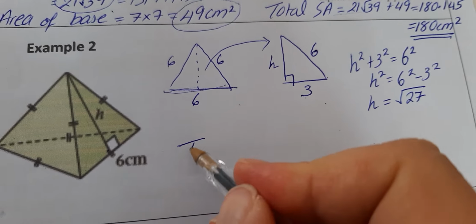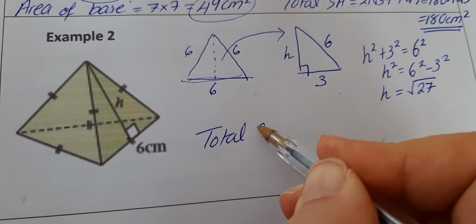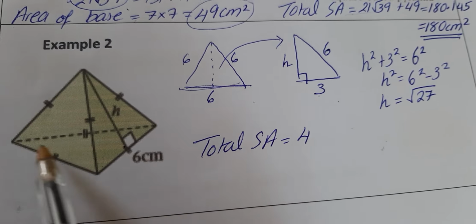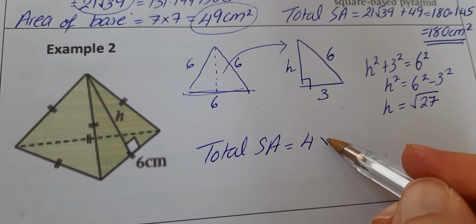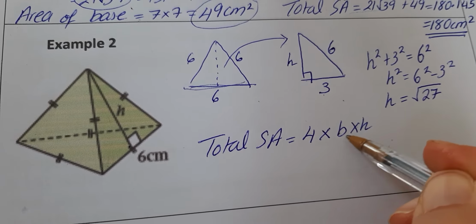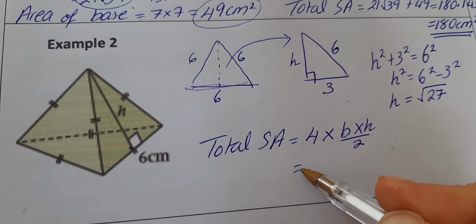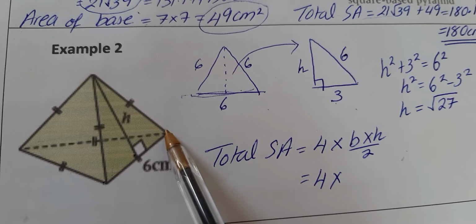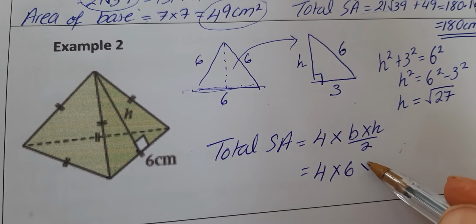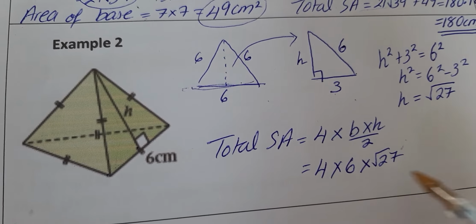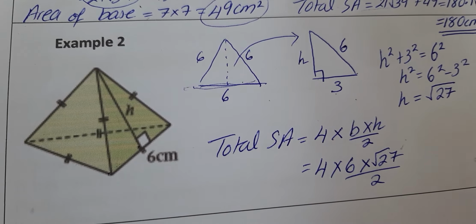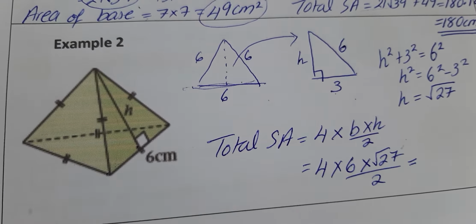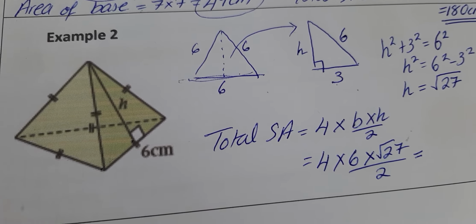So the total surface area, in this case, is 4 of those triangles, because we have 3 around the outside and 1 at the base. So 4 times base times height over 2. So 4 times the base of the triangle, in each case, is 6, so 6 times the height over 2. We put that in our calculator. We should come to, what will we come to?